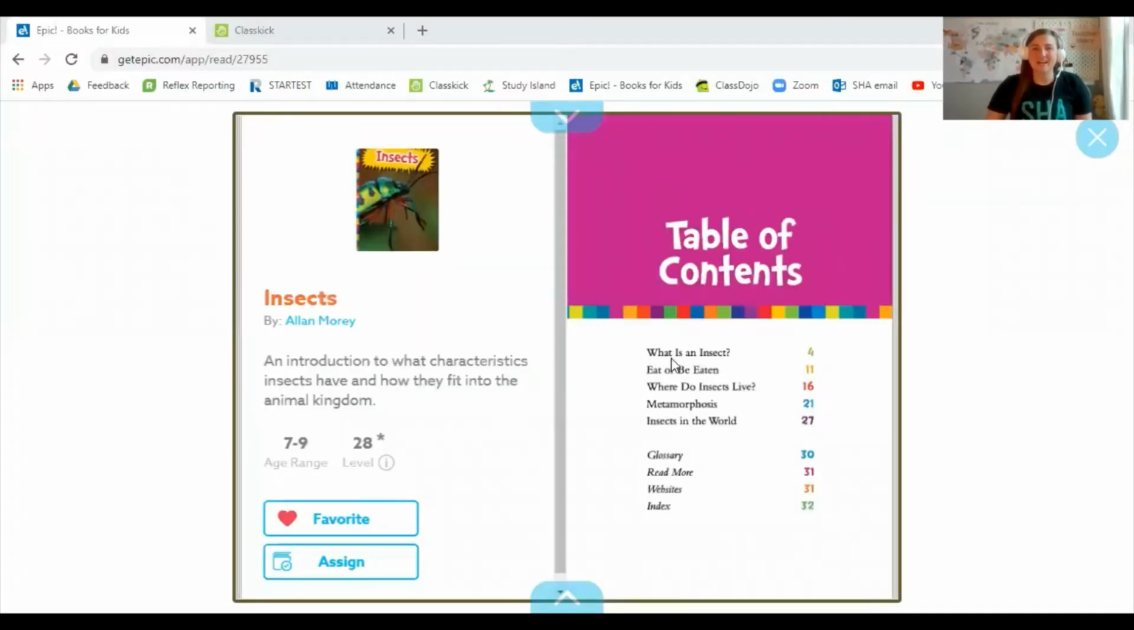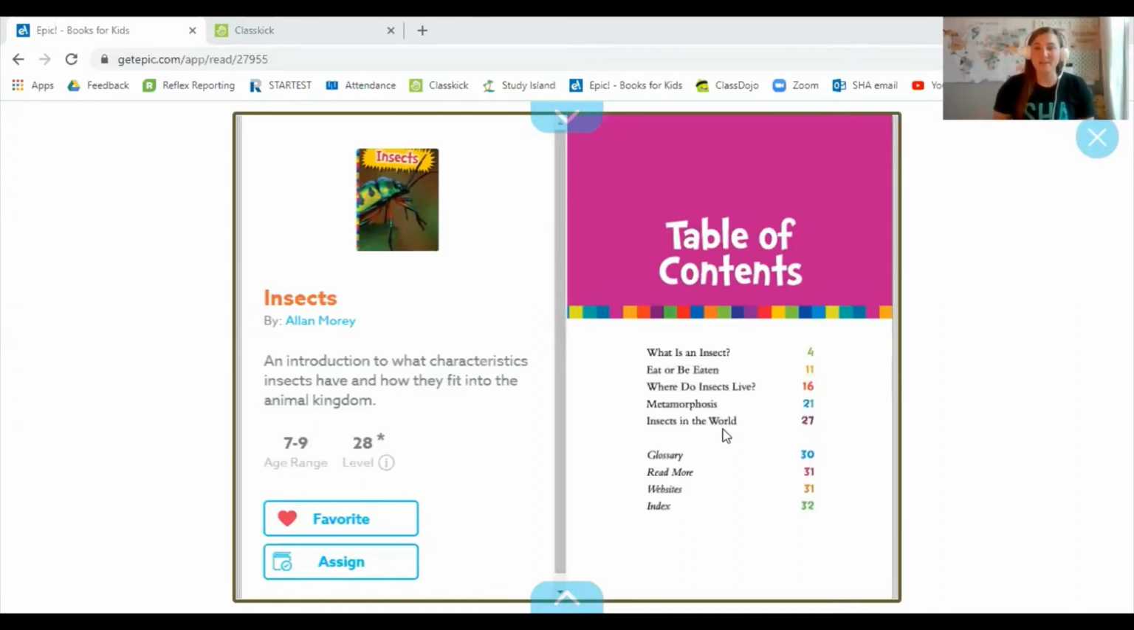Okay, we're going to read our book about insects. And here we have the table of contents. As we know, most nonfiction books have a table of contents that tells us exactly where we can look for something specific. Second grade, today we are going to be practicing the strategy of taking notes while we're reading.